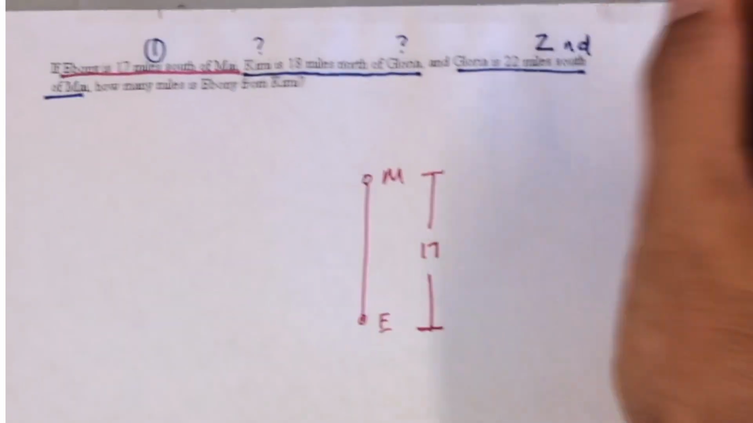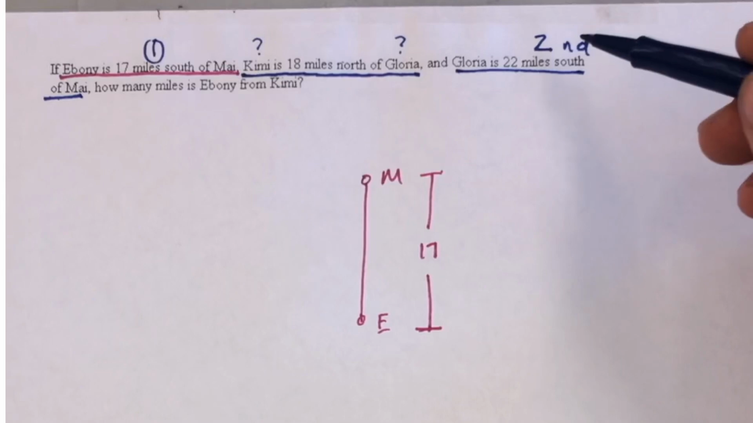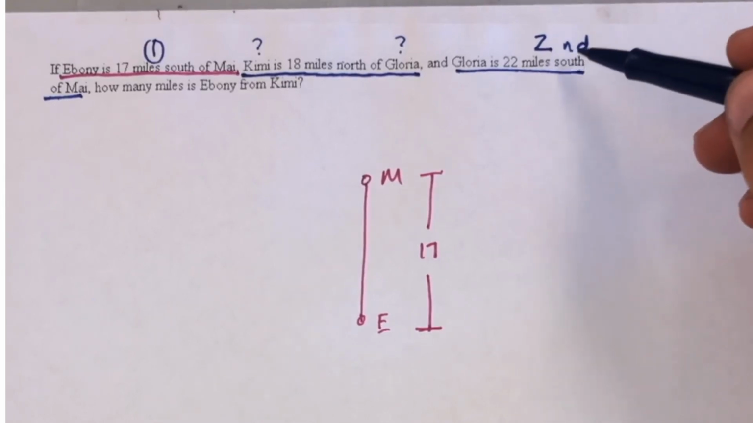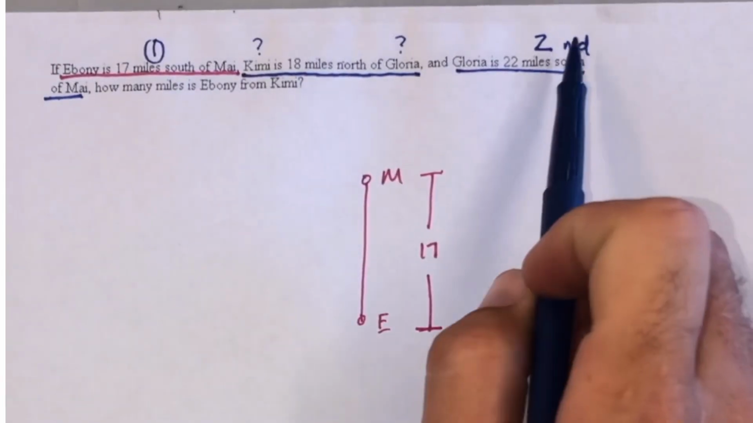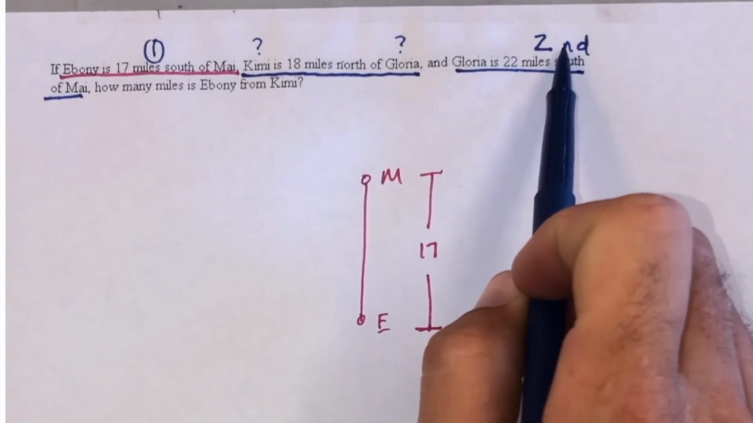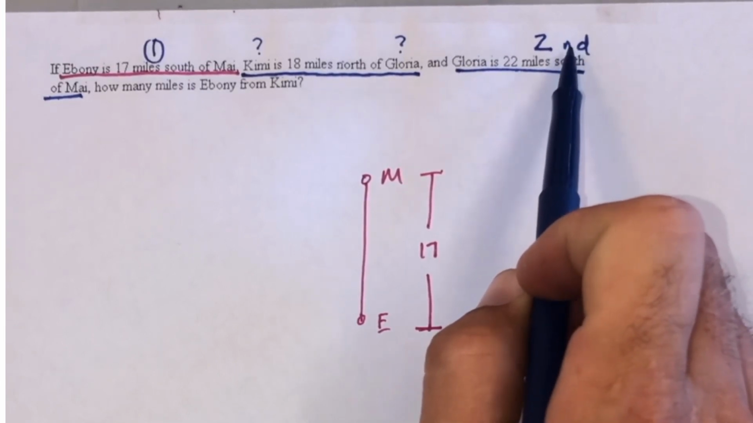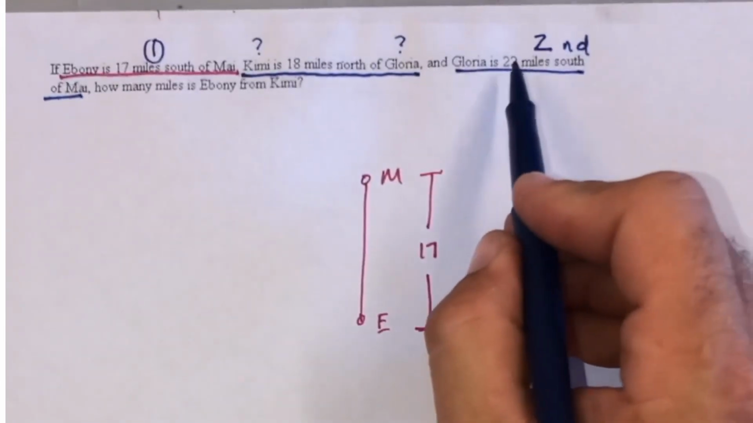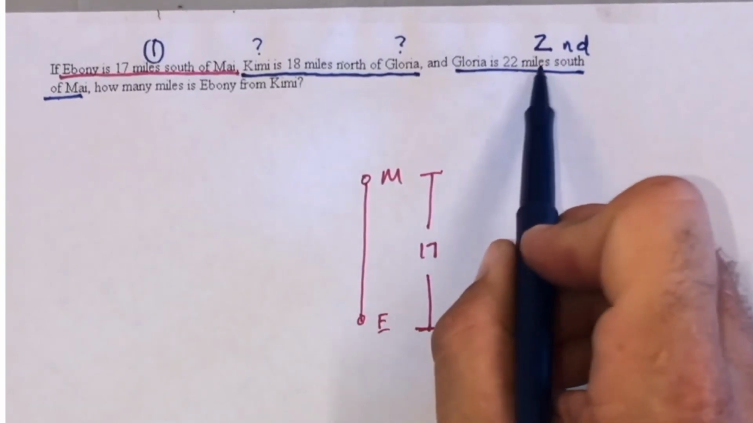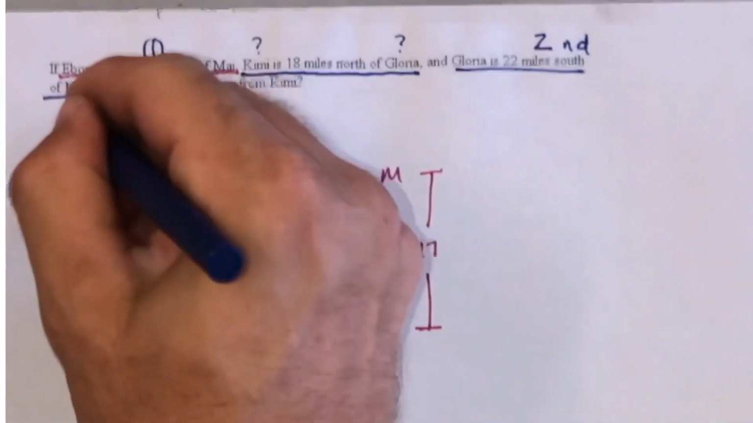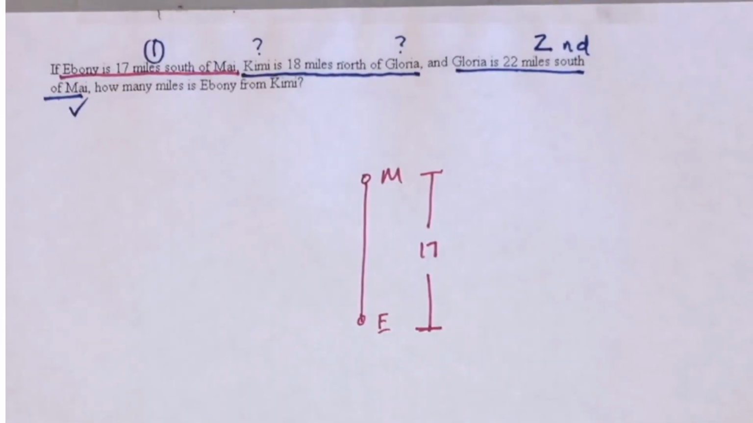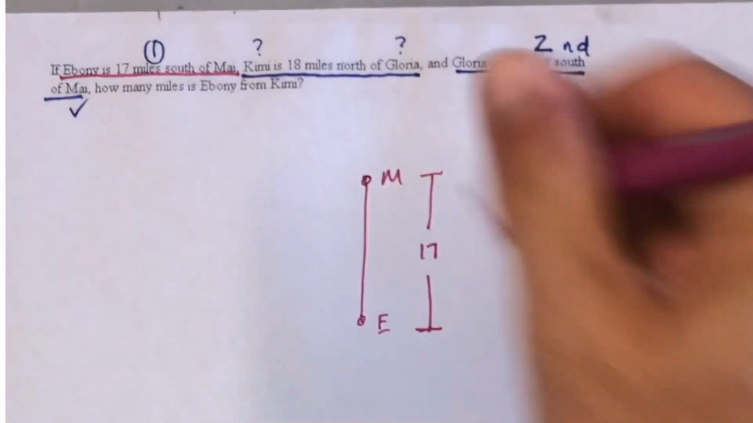And you have to be aware that could happen in problems, that sometimes they're going to give you a step that you need to complete later on in the question in order for you to go back. Because here Gloria is 22 miles south of Mai. So I could connect Gloria with Mai because Mai is here. So let me do that.